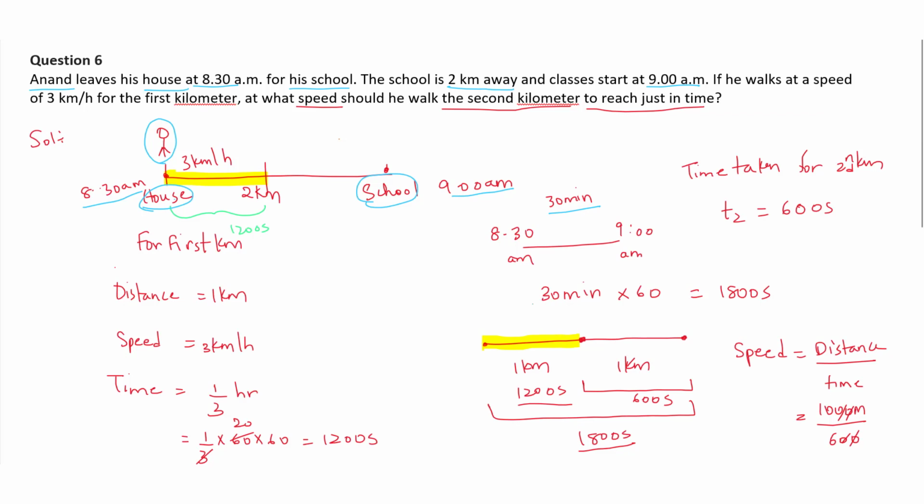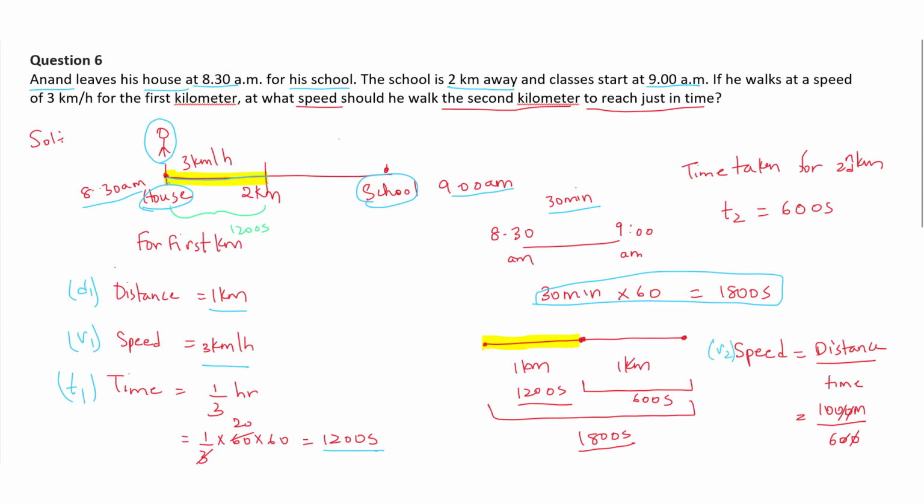So total time will be how much? 1800 seconds. I have calculated, I changed the minutes to seconds. Then if he walks at a speed of 3 kilometers per hour for the first kilometer, here the first kilometer is this. To go from this point to this point, how much time did it take? I have calculated it has to be 1200 seconds because I have distance and speed, so I can calculate the time. So this is our T1, this is our speed V1 and this is D1.